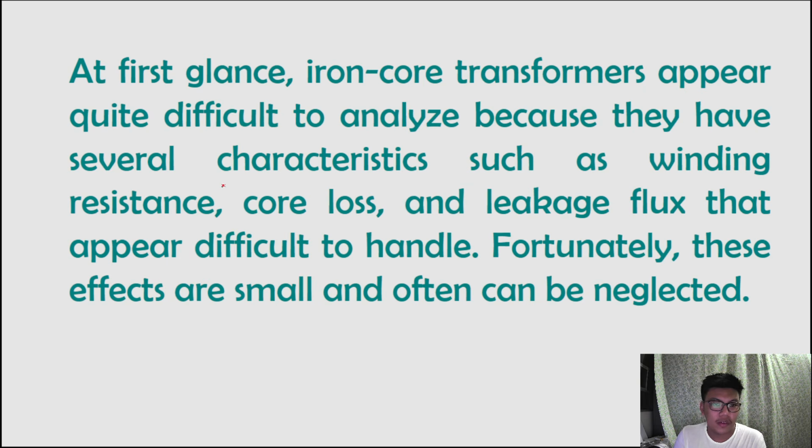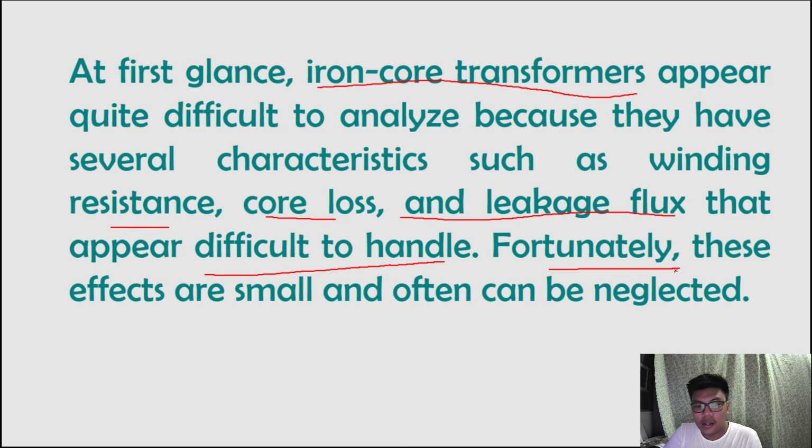Okay. So, at first glance, iron core transformers appear quite difficult to analyze because they have several characteristics such as winding resistance, core loss, and a leakage flux that appear difficult to handle. Fortunately, these effects are small and often can be neglected, ano? So, kung i-analyze natin yung transformer, ano ba yung ina-analyze niyan? So, yung efficiency, pwedeng i-analyze, yung voltage regulation, yung pagpasok ng voltahe paglabas, ganong difference. Yung induced voltage sa ating coils, gano'ng diferensya, ano? Versus dun sa terminal voltage.